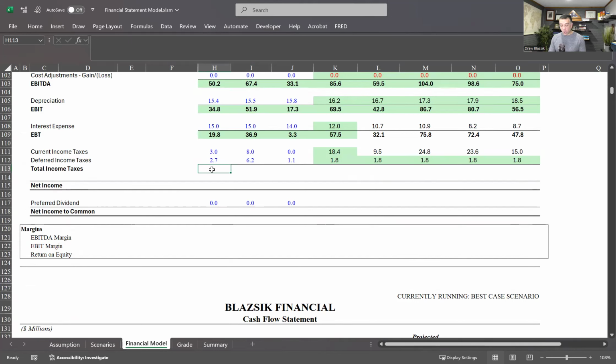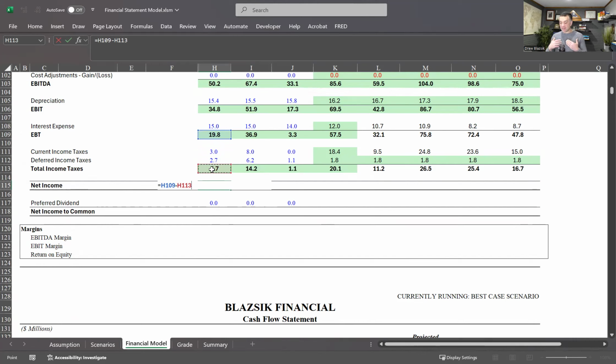Okay, now we want the total income taxes. So I'm going to alt equals that. I'm going to add up deferred plus current, and that's going to give us our total taxes. And then the next line we got is our net income. Our net income, what is it going to be? Well, it's going to be the last calculated field, which is EBT, earnings before taxes. And I'm going to subtract out our total income taxes.